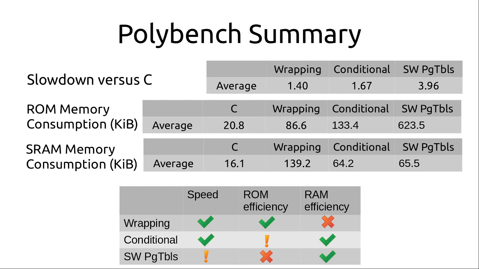We see that C for Polybench has on average about a 20 kilobyte consumption, whereas all of the Wasm, eWASM implementations have a significant blow up over that. Wrapping is 86 kilobytes, conditional 133, and so on. Software page tables are very, very large at over 600.